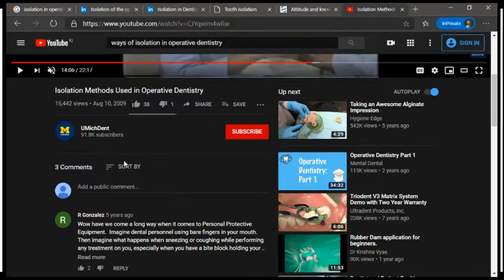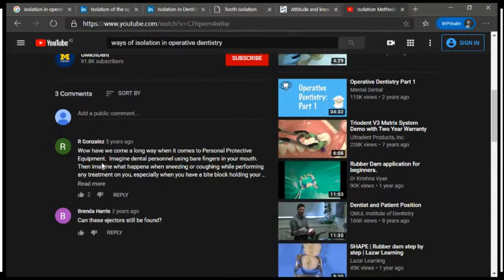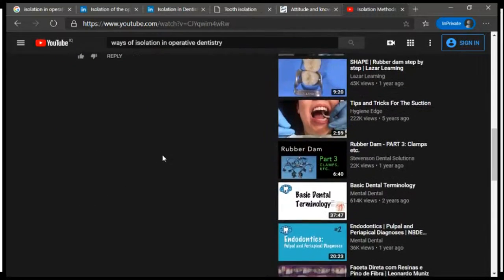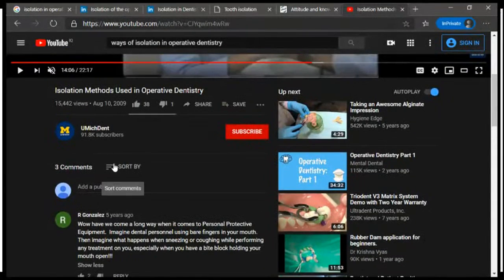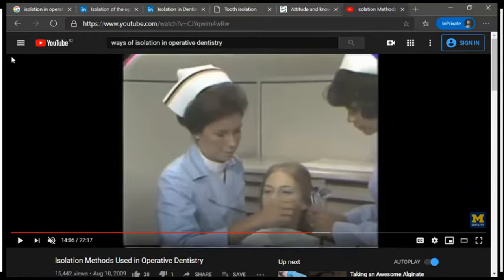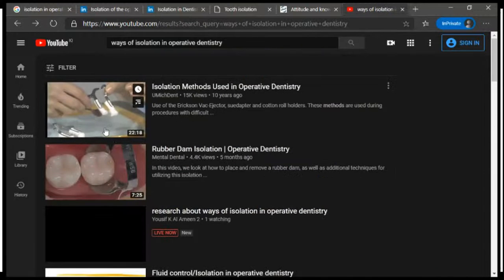I don't know if there is a description to explain this procedure, but I don't think there is. This is one way of isolation in operative dentistry.